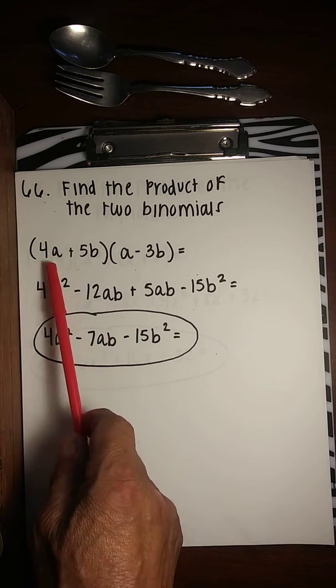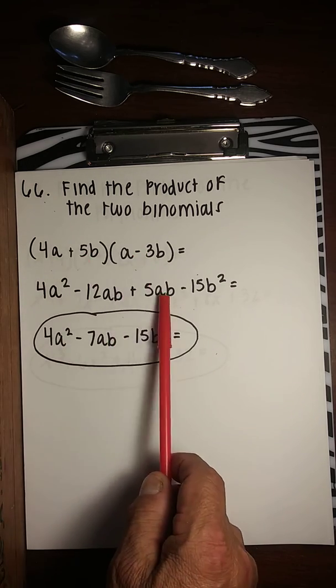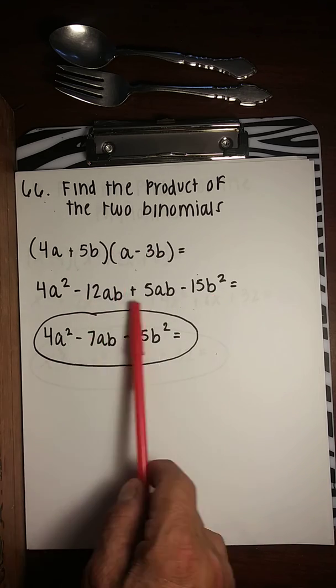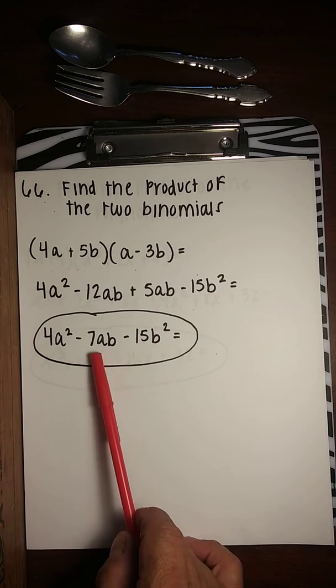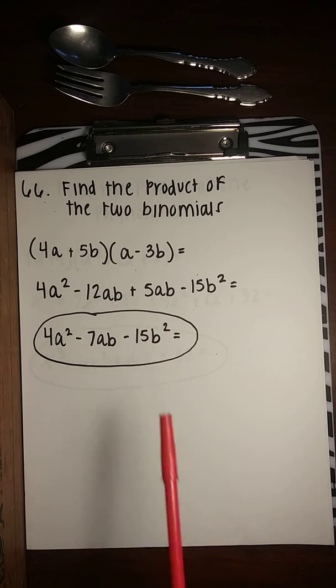4a times a, 4a squared, that times that, negative 12ab, that times that, 5ab, that times that, negative 15b squared. Put these guys together: 4a squared minus 7ab minus 15b squared.